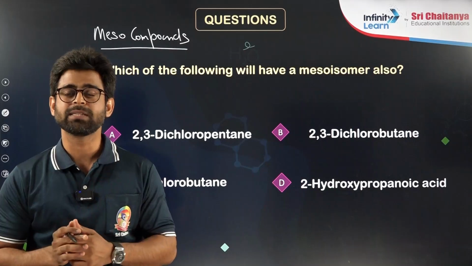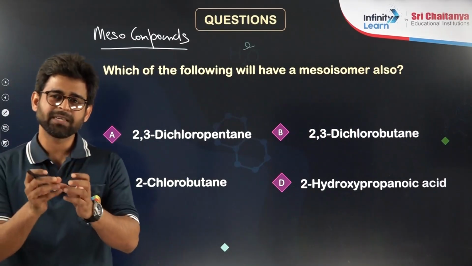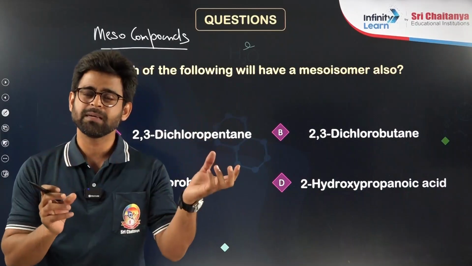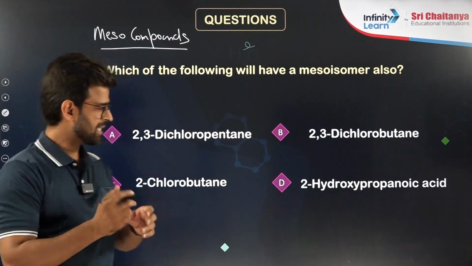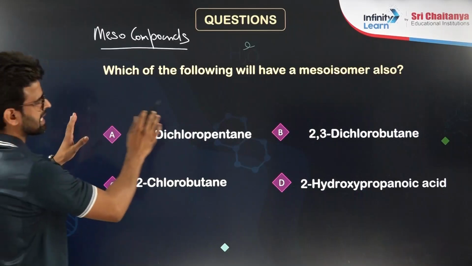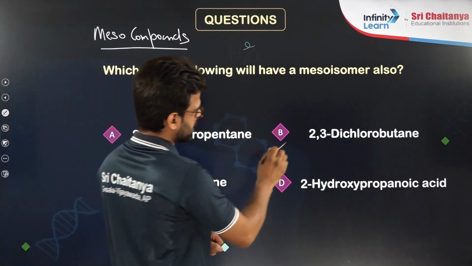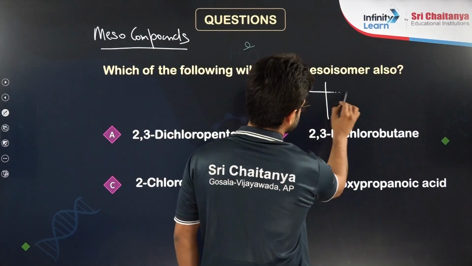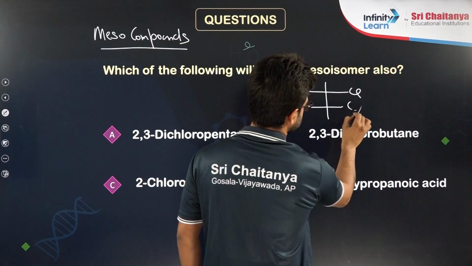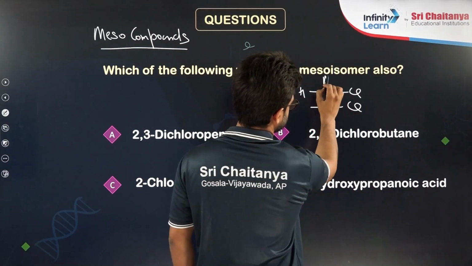And the second condition you will see is that it will have a plane of symmetry. And definitely a meso compound will have some isomer which will be optically active, right? So we can see which one of these can follow these conditions, right? So if you look at this carefully, 2,3-dichlorobutane. If I make this 2,3-dichlorobutane, right?